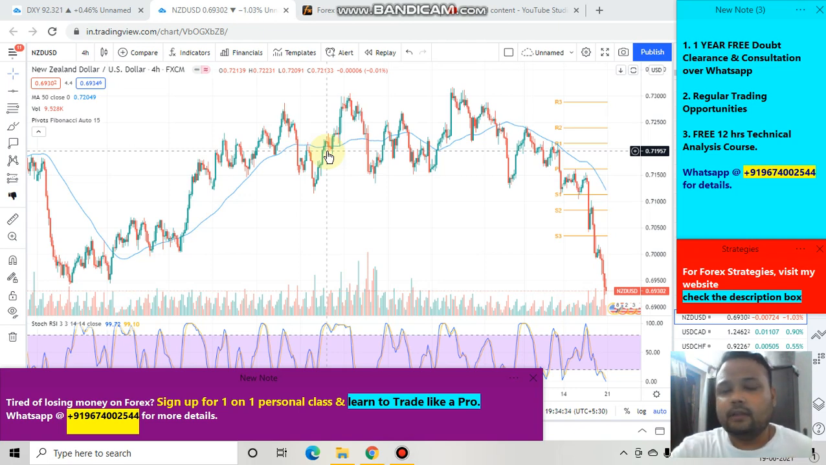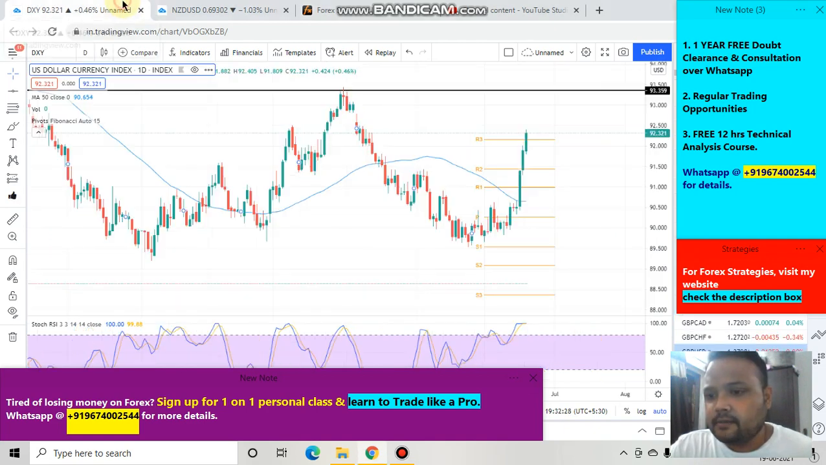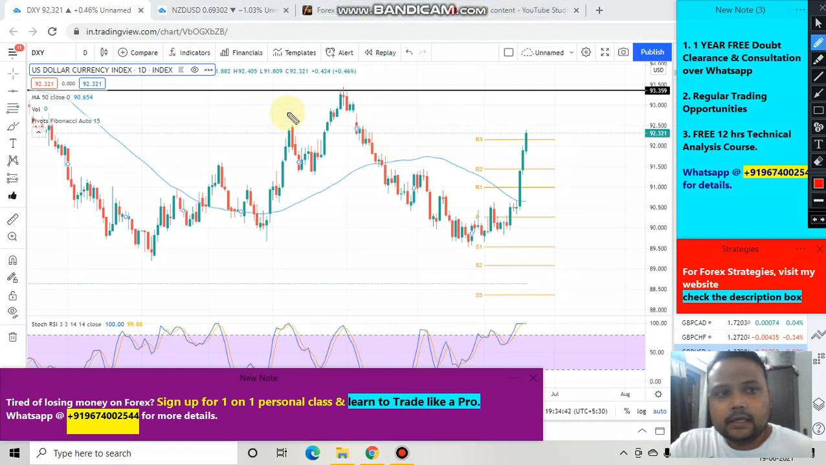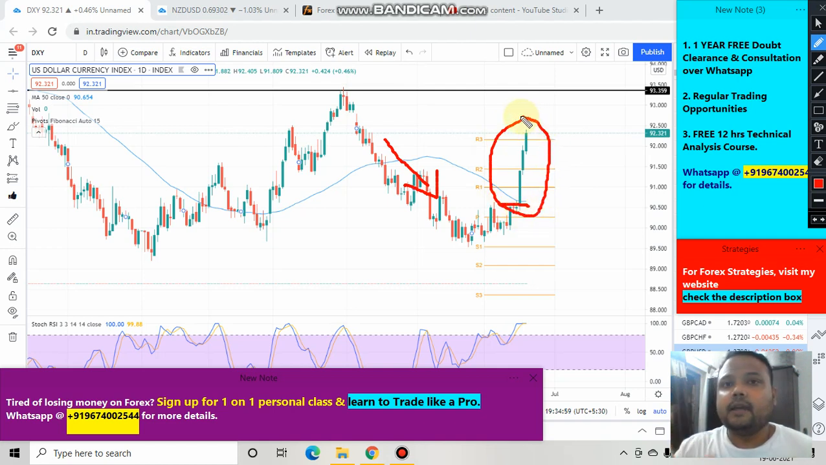dollar became extremely strong. I have already discussed in my other videos how the US dollar became strong. You can see the chart of the US dollar currency index. Overall, the US dollar was bearish, but from this particular level the whole structure of the market changed. You can see these candles, and just imagine the buying power.